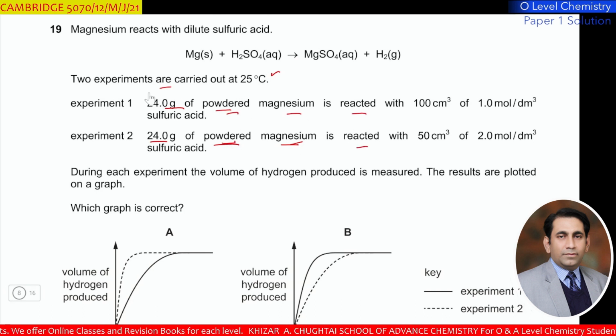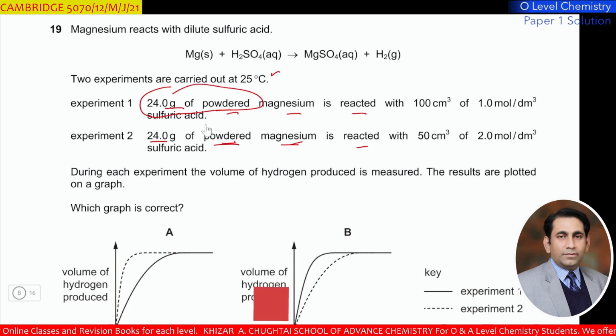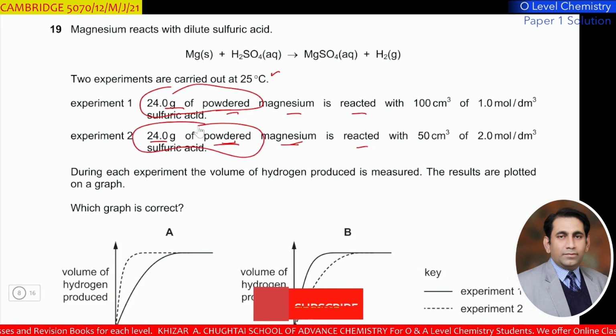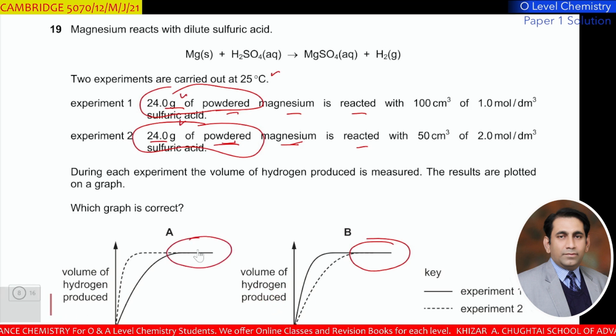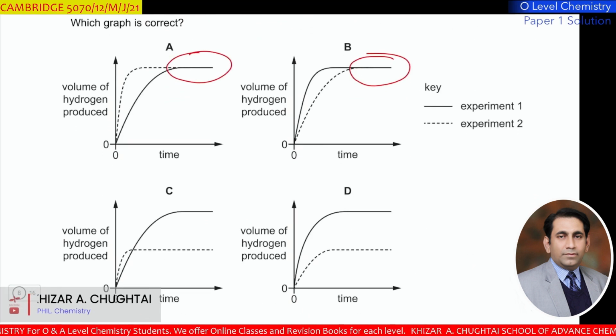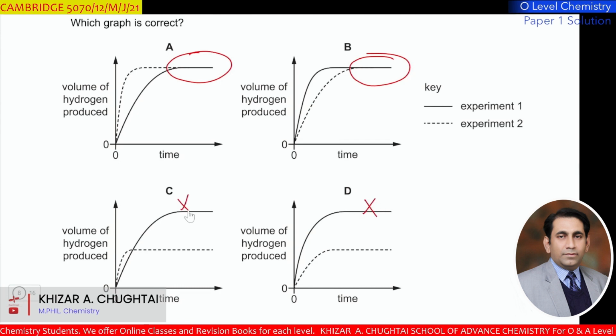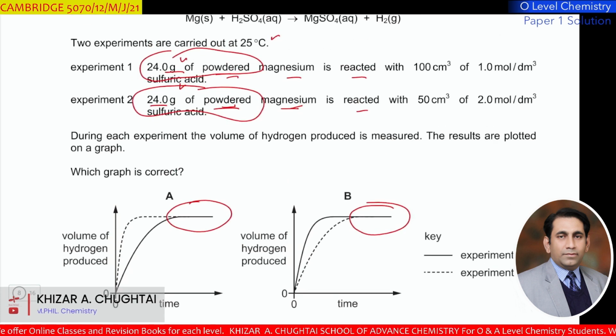So it means that in both cases, the amount of solid and the status of solid is the same. The physical state is powder. The surface area is the same. The quantity, number of moles, is the same, and it means that the flat portion of the graph must be the same. It could not be D or C. Now come to the next one.